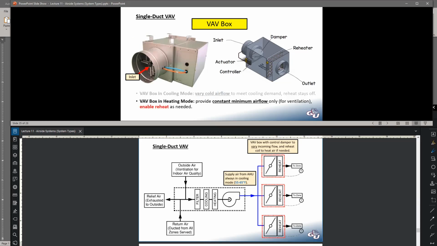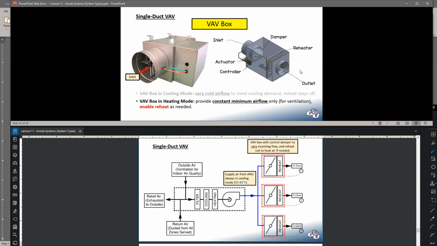In heating mode, in the winter months, well, remember, we're still providing cold air through this VAV. So we don't want to provide excess cold air in those winter months, because then we're going to have the same problem that we have with a constant volume reheat system. So in heating mode, the box now becomes a constant minimum air volume system. So this damper will go to some minimum position, maybe 40% of its maximum, to provide ventilation air. And then we're going to turn on that heating coil as needed, depending on what that thermostat needs.